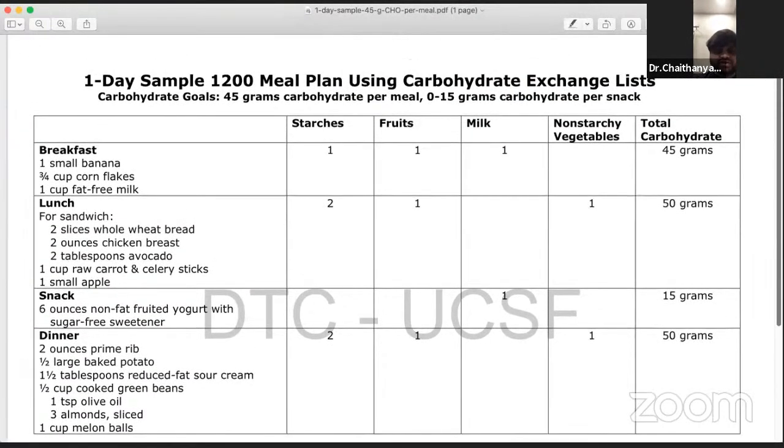Yes, that's enough. So you can have 1 fruit list there. You have a fruit list, you have 2 starch list, and you have 1 non-starch list counting to 50 grams.